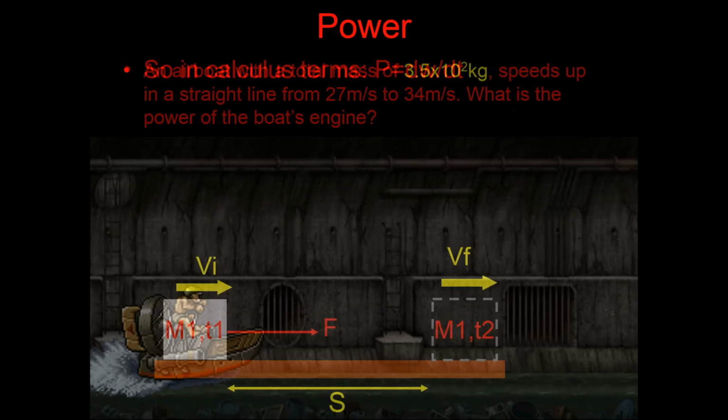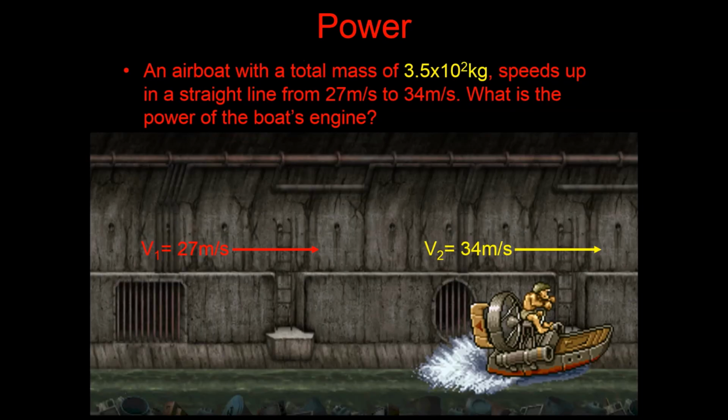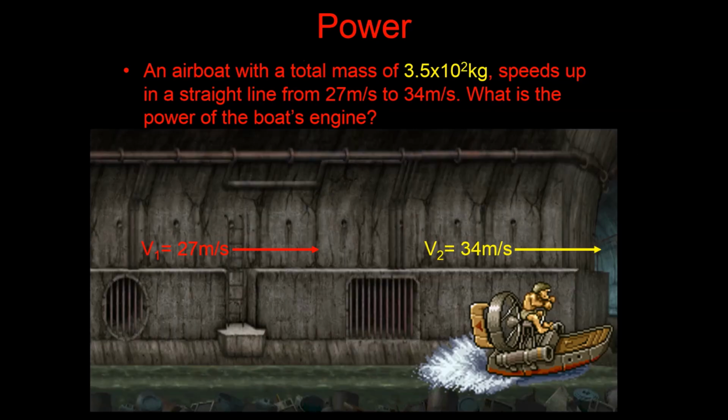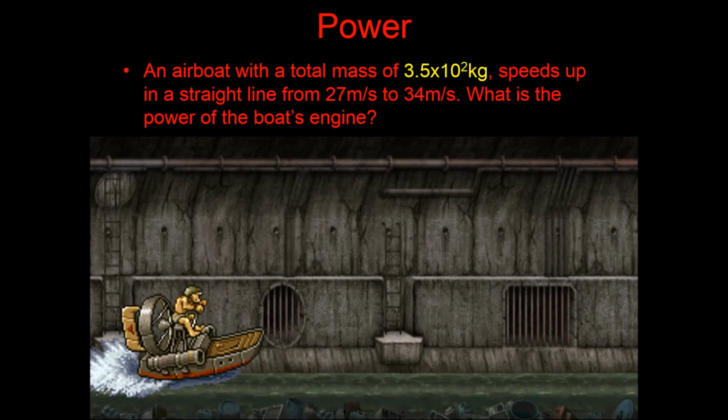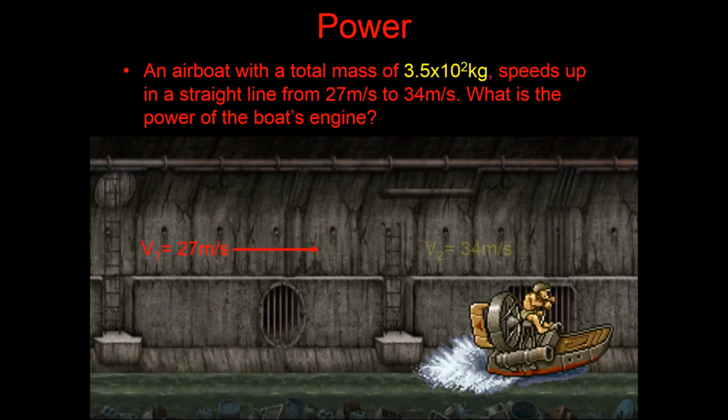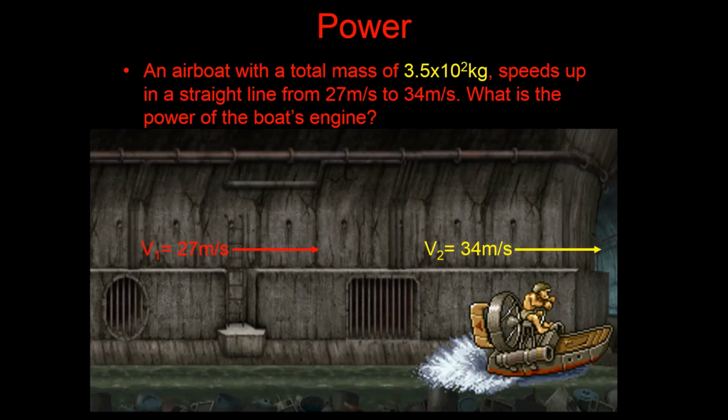So let's take a look at power. Here we've got this little guy. He's driving an airboat. It has a total mass of 3.5 times 10 to the 2 kilograms. He's going to speed up in a straight line from 27 meters per second to 34 meters per second. So we have a VF, a VI, and a mass. What is the power of this boat's engine?